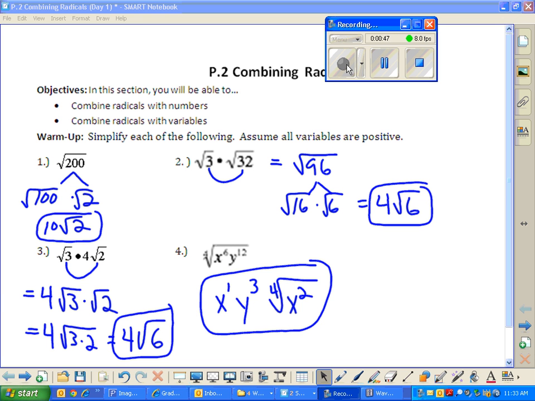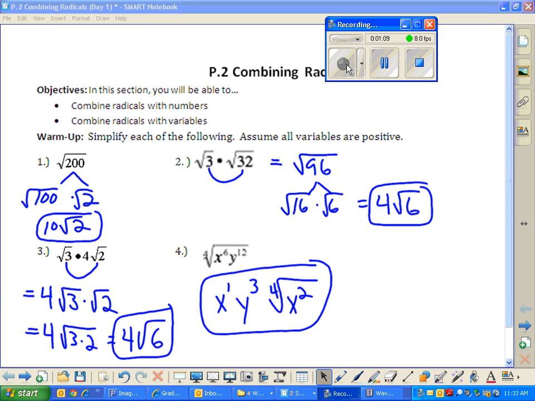Number 3, also 4 root 6. And number 4, you have x to the first, y to the third, times the 4th root of x squared. Don't forget to include your index in your answer. That's a mistake I'm seeing a couple of times today.